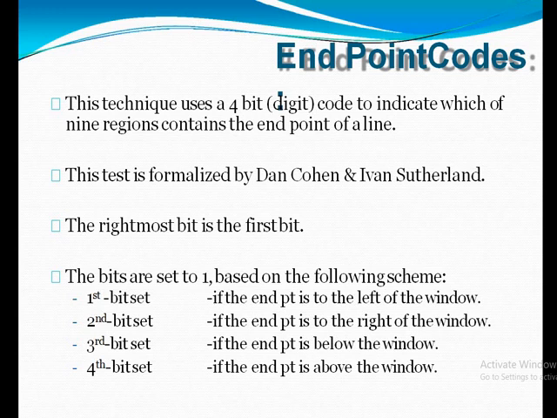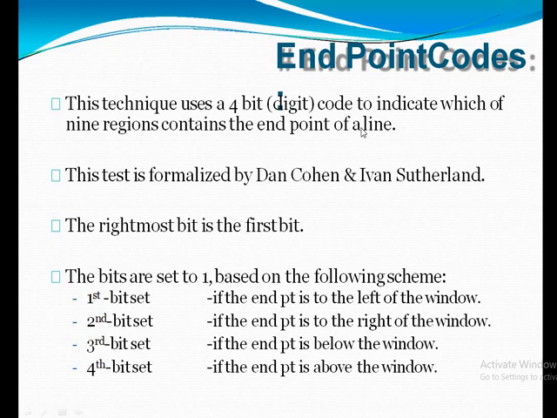So the codes for these endpoints are called endpoint codes, or more popularly they are known as region codes, and these are 4-bit codes, 4-digit codes. This technique uses a 4-bit code to indicate which of the 9 regions contains the endpoint of a line, as we will see subsequently how we divide the whole space into 9 regions. This test was formalized by Dan Cohen and Ivan Sutherland, so it is also called the Cohen-Sutherland line clipping algorithm. It is an extension of point clipping.